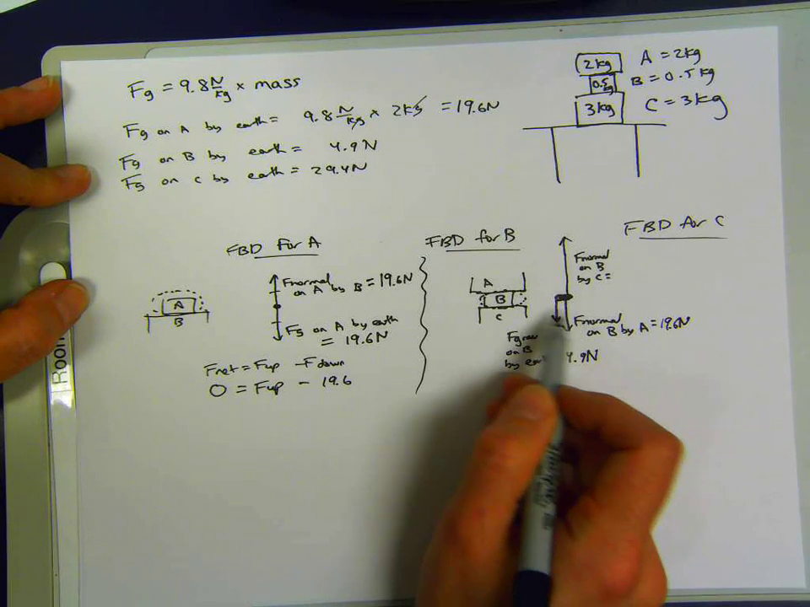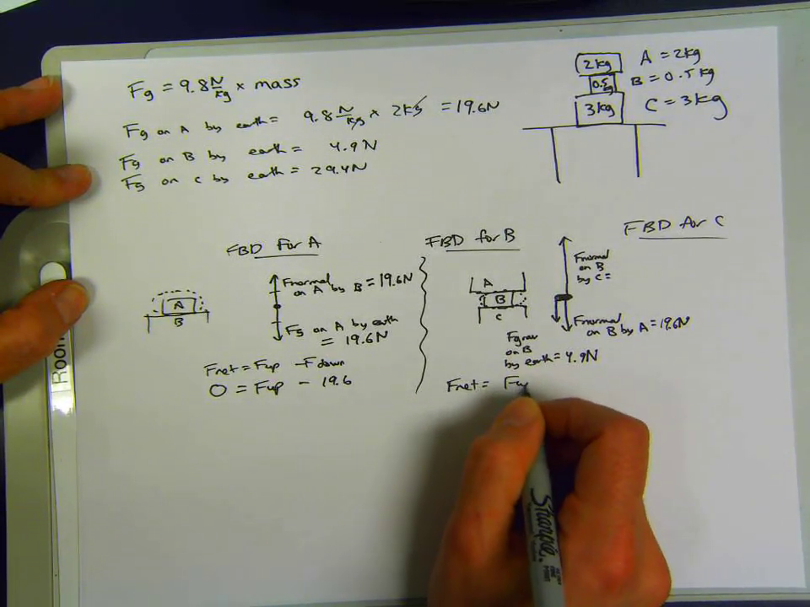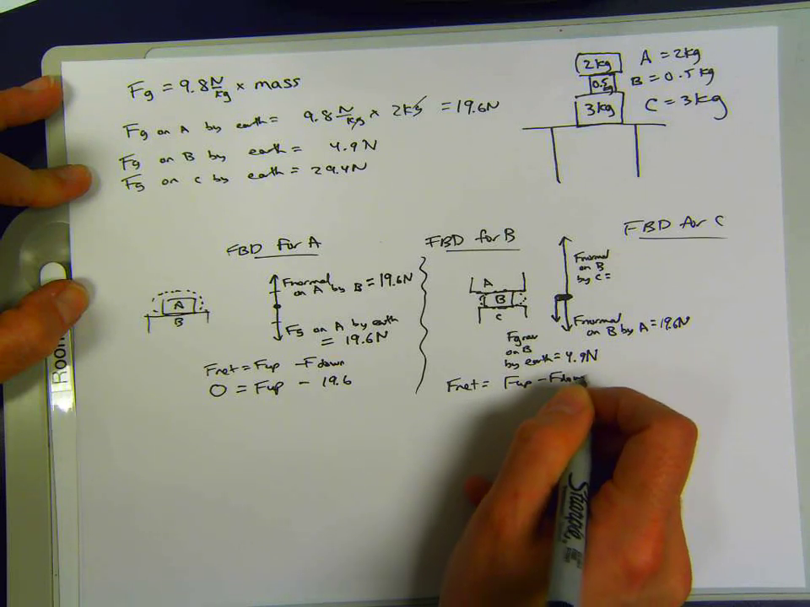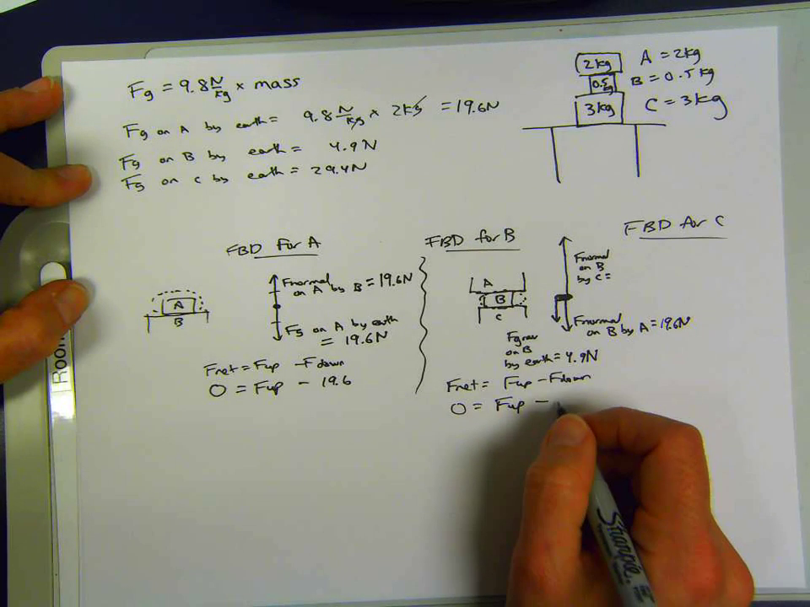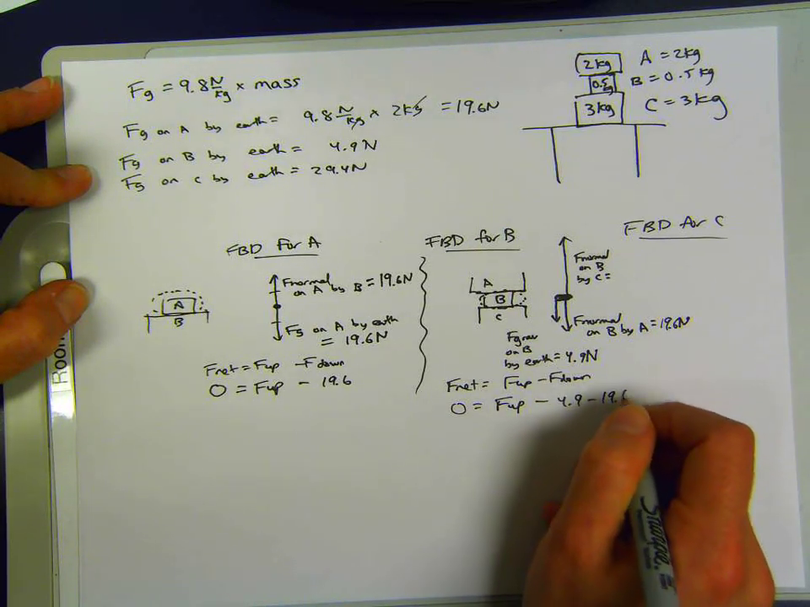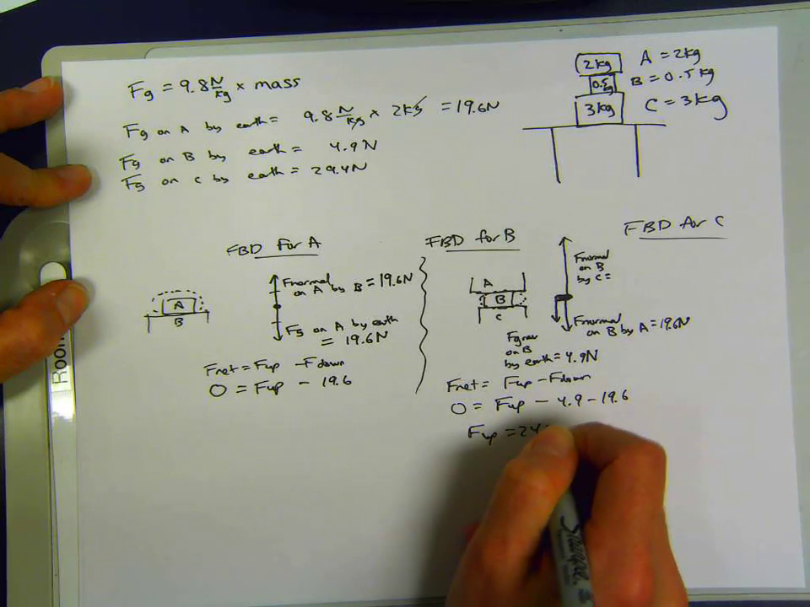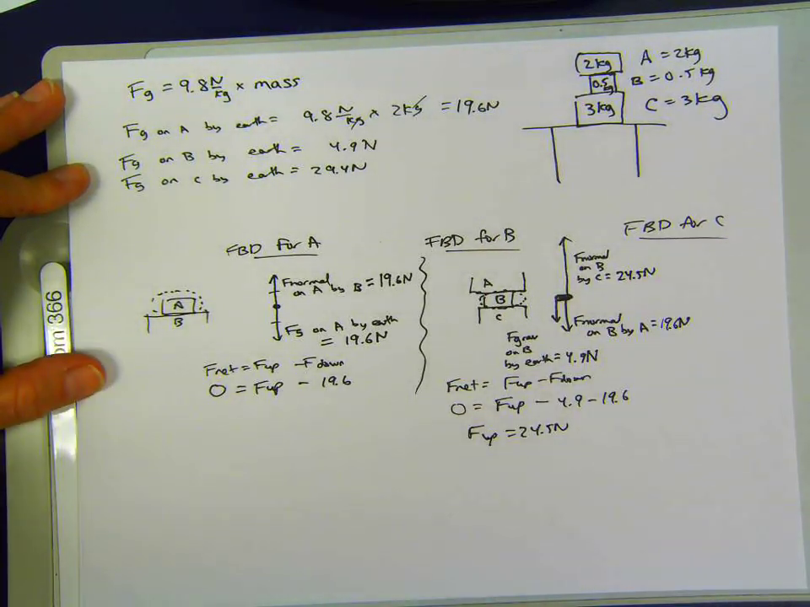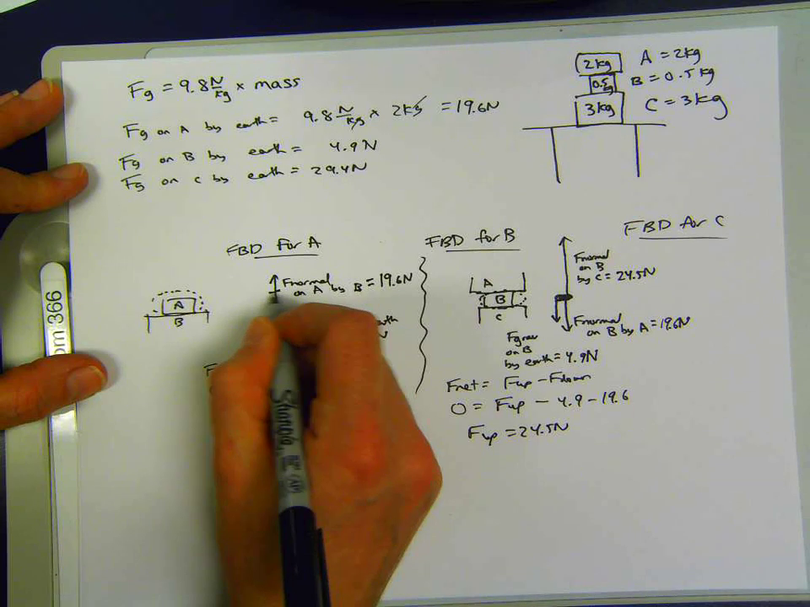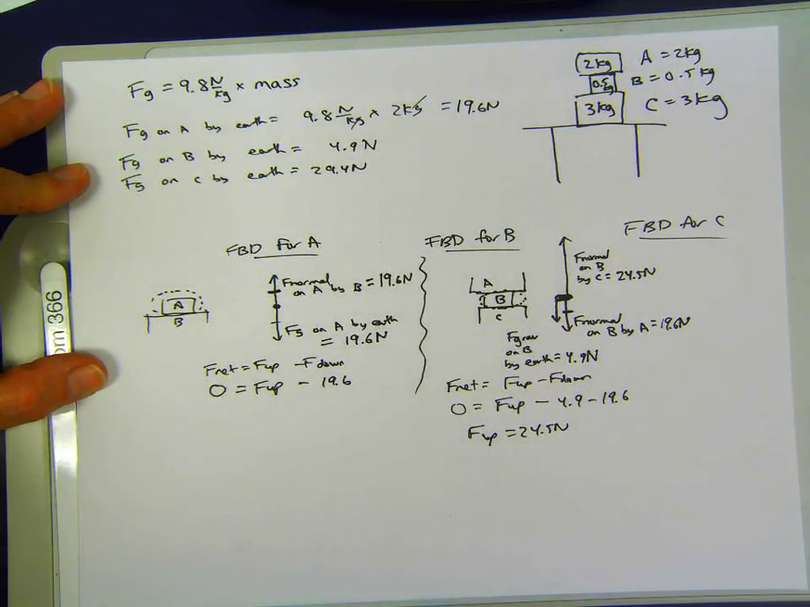Now I have my two down forces, so I can solve for my up force. F net equals my up force minus my down force. Because it's balanced, there's no net force. I don't know my up force, but I have two down forces: 4.9 down and 19.6 down. When I solve for my up force, I get 24.5 newtons. That helps me figure out the normal force on B by C, since this force is the same as this force by Newton's third law.